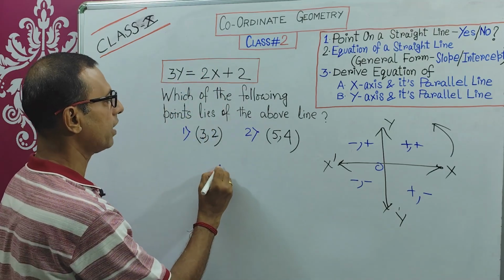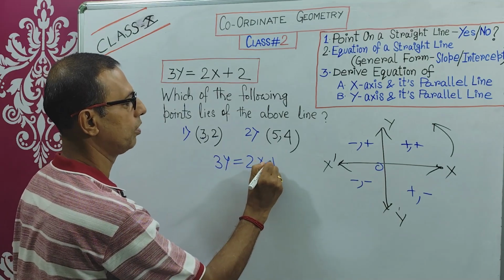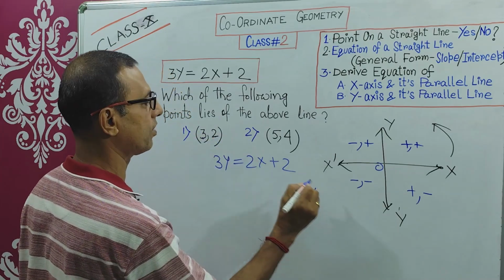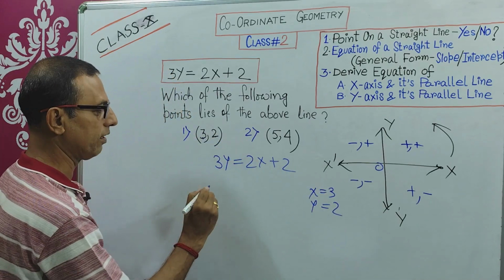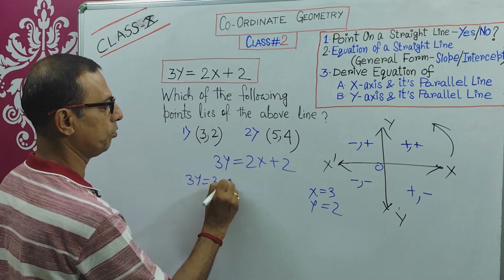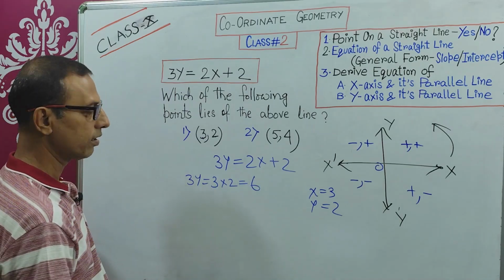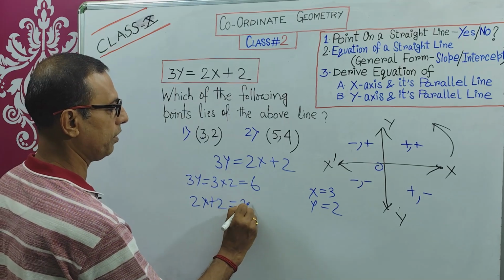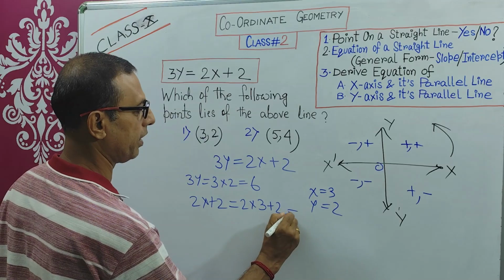right? So what is the equation here? Here the equation is 3y equals 2x plus 2. Now what are the values of x and y here? In the given condition, x equals 3 and y equals 2. Now we replace these values. So 3y equals 3 into 2, that equals 6, right? And 2x plus 2 equals 2 into 3 plus 2, that equals 8.